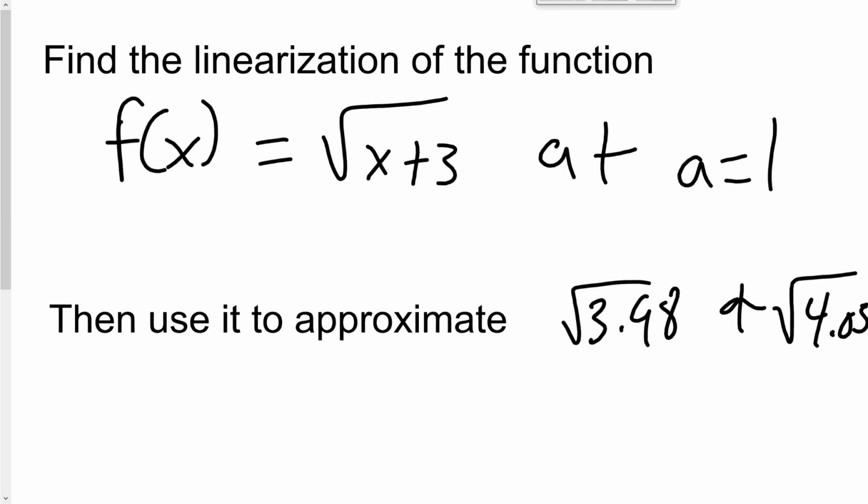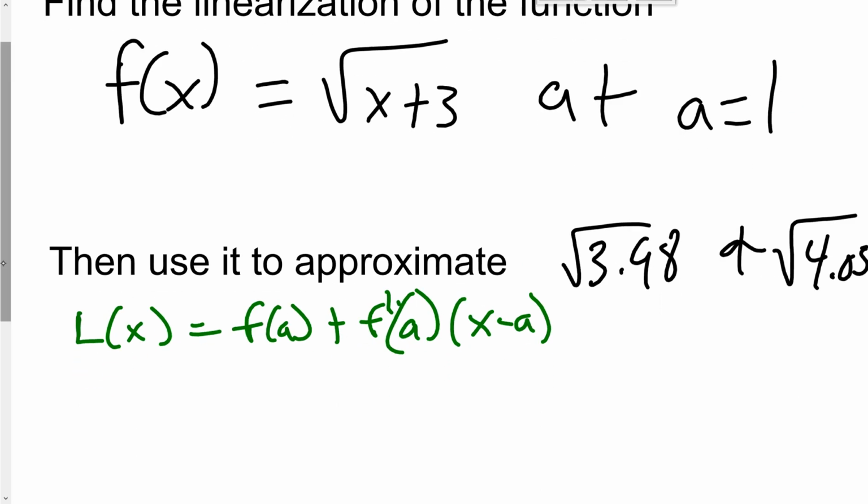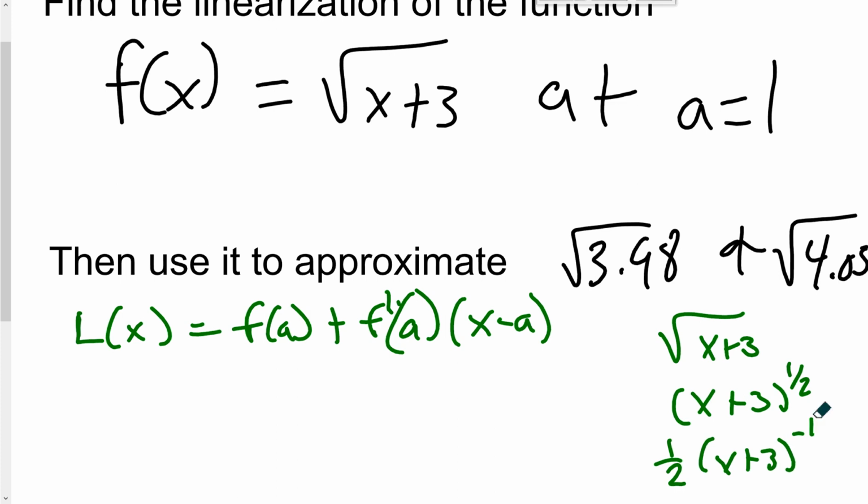All right, so this one is looking for the linearization of the function. That means I need to write my equation: L of x equals f of a plus f prime of a times x minus a, which my a is 1. So I have to find f prime of a. That means I'm taking the square root of x plus 3, rewriting that as a half power, and now I do the chain rule. So 1/2 times x plus 3 to the negative 1/2.